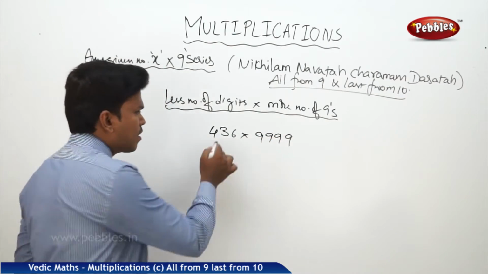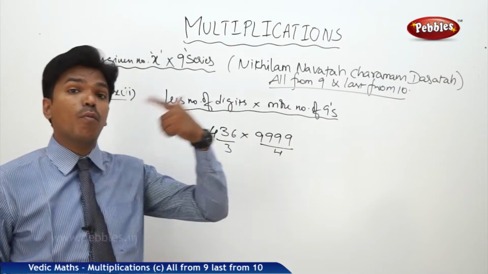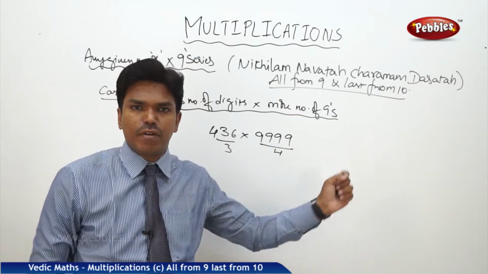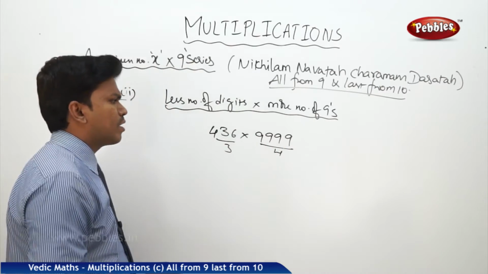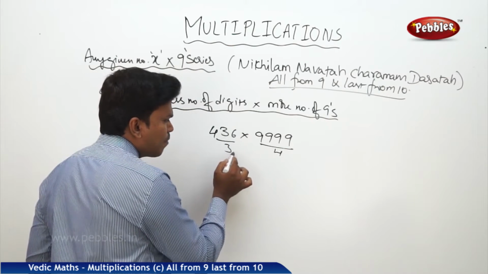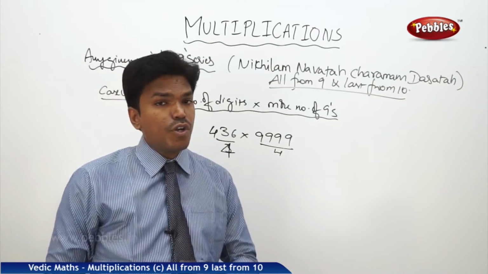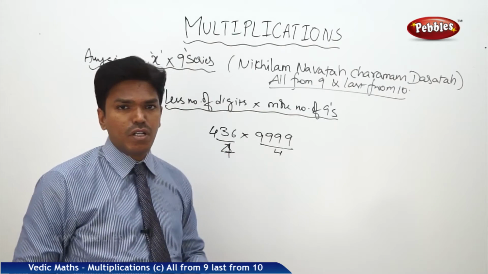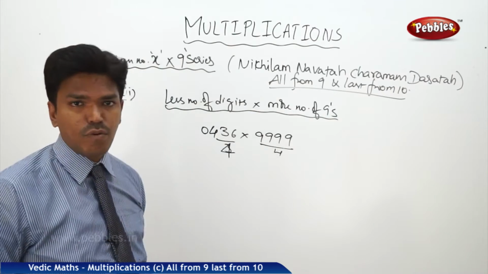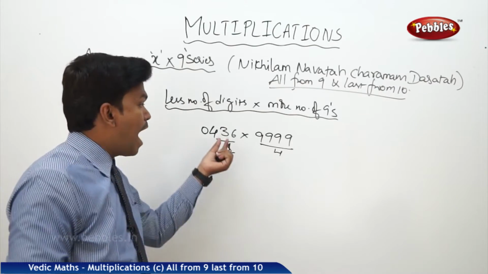How many digits are there? 3 digits are there. How many 9s are there? 4 9s. 3 digits, 4 9s. Less digits, more 9s. Whenever you are facing a case like this, where the number of digits is less than the number of 9s, you simply do one thing. Here there are 4 9s, but only 3 digits. If you want to make this given number also 4 digits, what can you do? Make this 3-digit number a 4-digit number by adding a 0 before the number. Not after the number. If you add a 0 after the number, the value will change. So add it before the number.